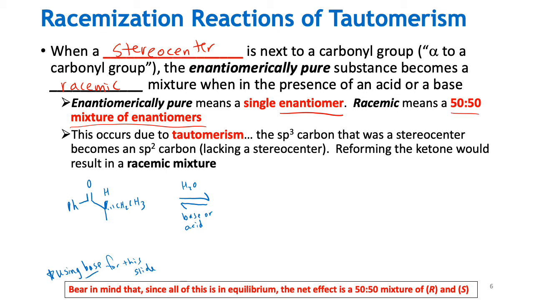So let's take a look at what happens in base. Let's act like it's hydroxide, OH minus. What it's going to do is deprotonate the proton that's alpha to the carbonyl group right there. That's going to go here, and that's going to go there to generate the enolate ion. Recall that there is a resonance form. I'm just going to go ahead and draw that resonance form for you.